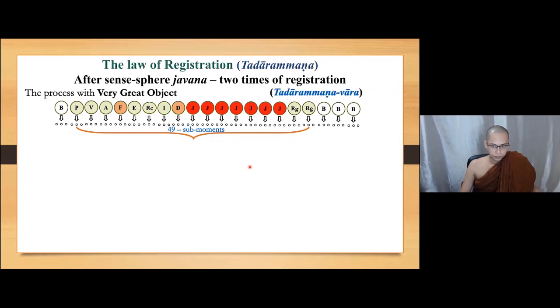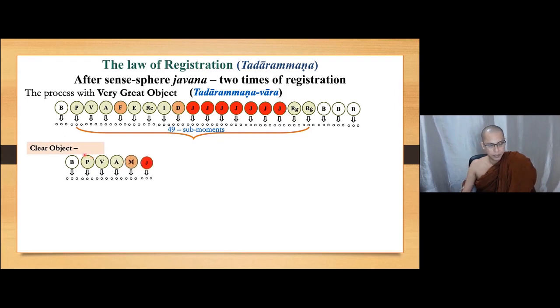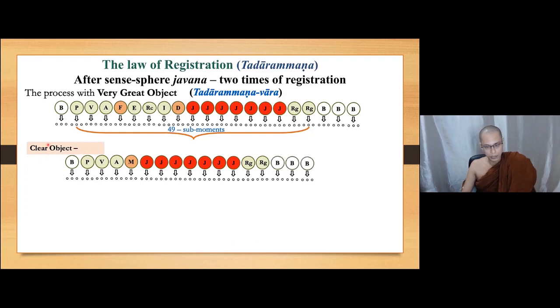Then here is called Tadarammana, because it ends with the Tadarammana mind moment. Registration is the last moment, that's why this is called Tadarammana. And also, if the object of the mind door process is a clear object, the process runs with registration. In this way, we can identify 11 consciousness that arise immediately after javana to perform the registration function.